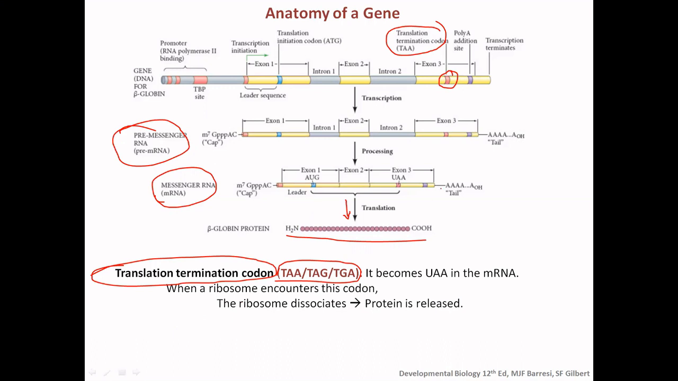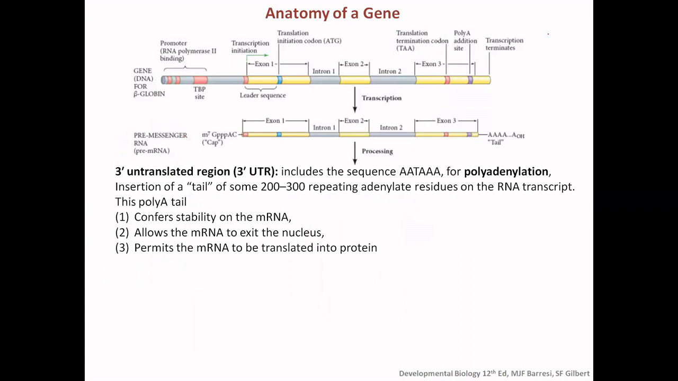When a ribosome encounters this area during the translation process, after the transcription and the processing, the translation will be terminated and the protein is released. After the translation termination codon, we have the 3' untranslated region. This is the 3' untranslated region.